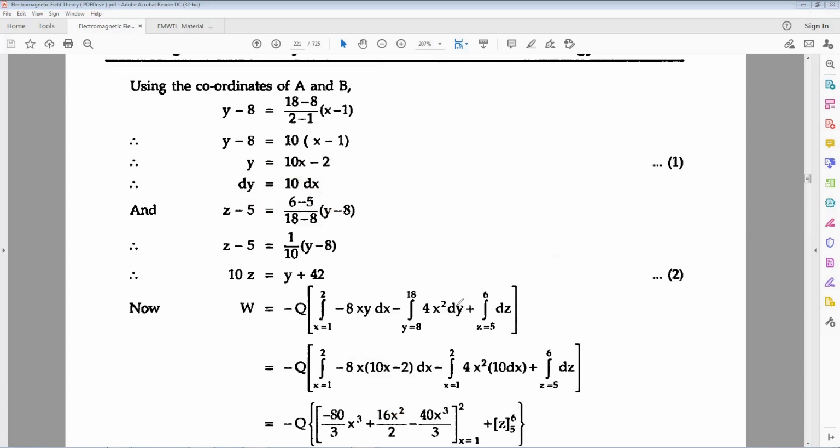4x square into dy. Dy means apply the derivative for this one. Y is equal to 10x minus 2, so dy is equal to 10 into dx. So the first two integrals become in terms of the x values. So change the limits of 8 to 18 as 1 to 2 only, and 5 to 6 is dz. Nothing is changed there.